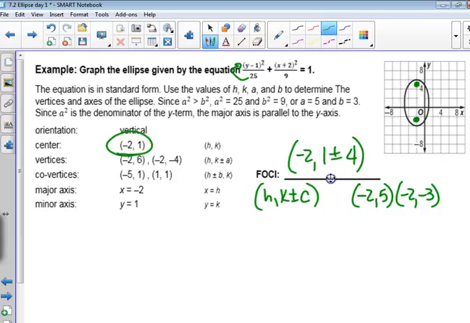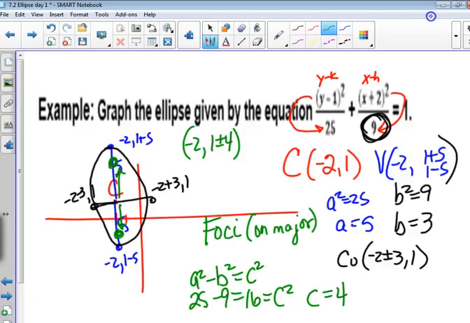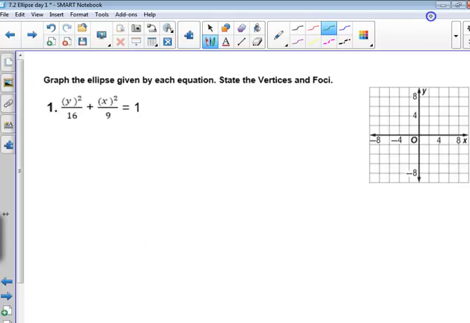Okay? Questions so far? Foci. Just because it's hard to say focuses. That ends in an S. All right.